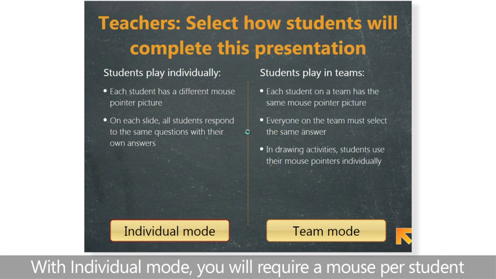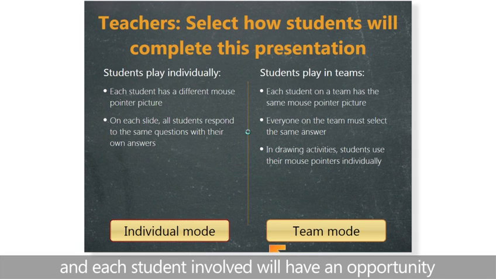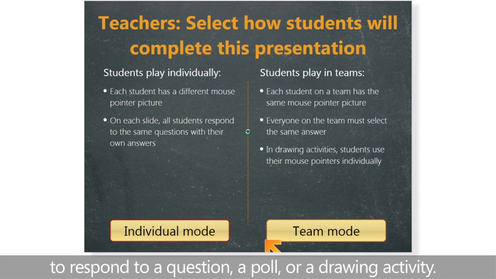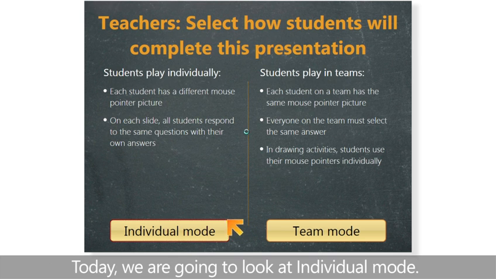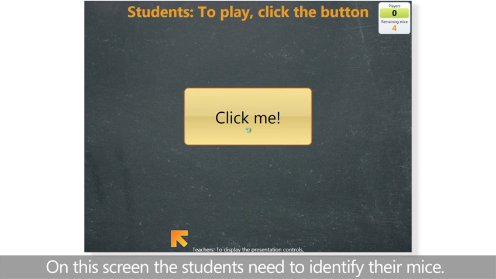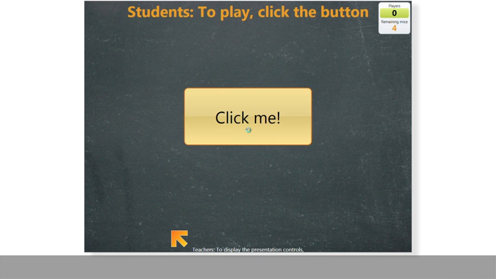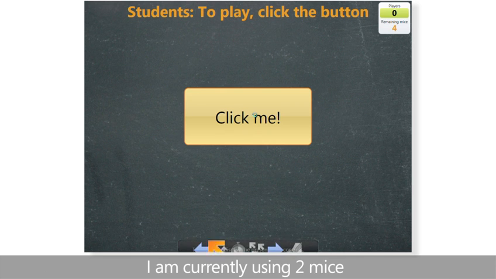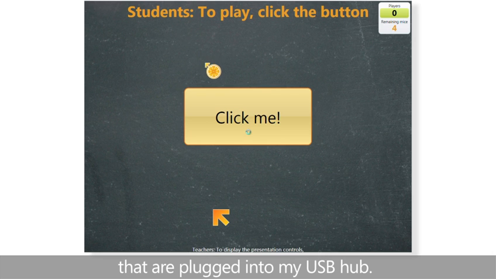With individual mode, you will require a mouse per student, and each student involved will have an opportunity to respond to a question, a poll, or a drawing activity. Today, we're going to look at individual mode. On this screen, the students need to identify their mice. I am currently using 2 mice that are plugged into my USB hub.